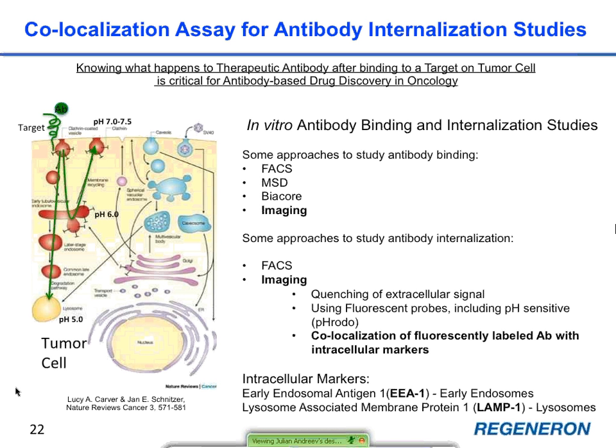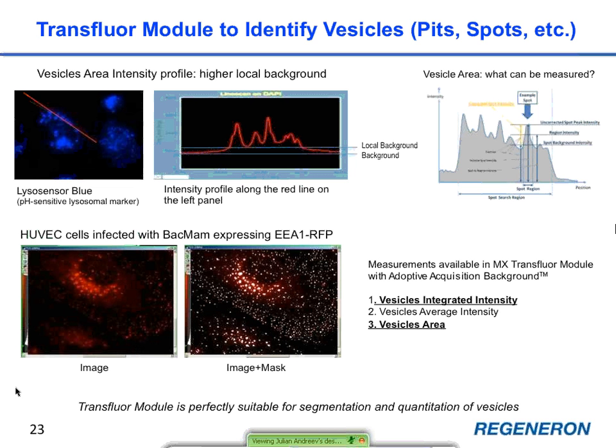As you see from this slide, we have different methods in how to approach binding internalization. I would focus today on colocalization of fluorescently labeled antibodies with intracellular markers. First, we need to identify antibody and marker vesicles in cell. Usually, vesicle area in cell has high local background, as you see on the upper panel, and that's where adaptive background acquisition feature of the transfluor module comes in really handy. In our experience, the transfluor module is perfectly suitable for segmentation of vesicles. When it comes to quantitation, you may need both area and intensity measurement outputs of the transfluor module.